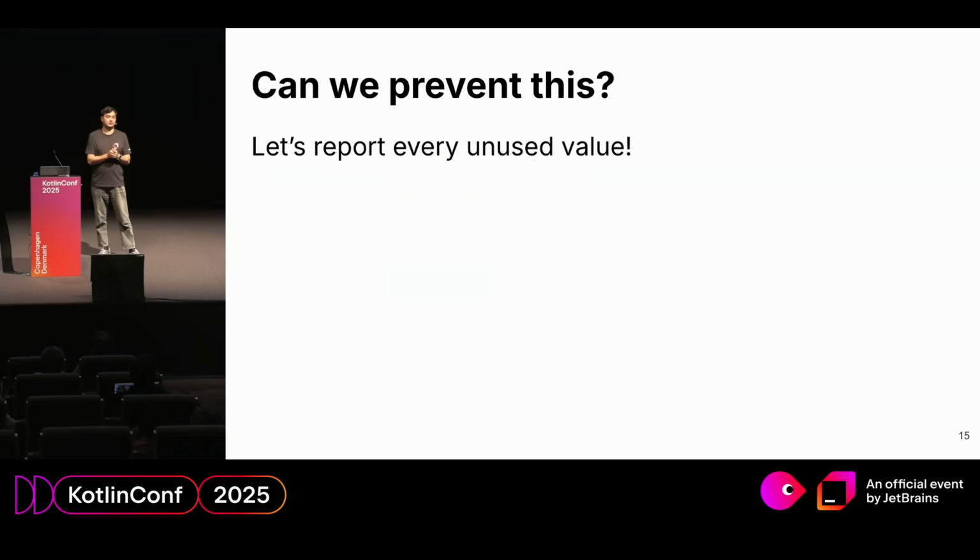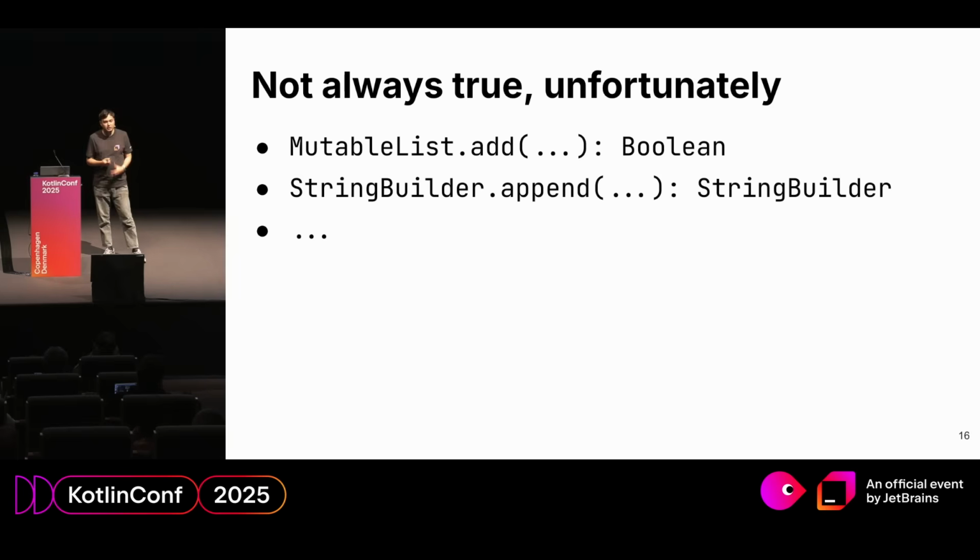So, okay, now let's see, can we prevent this? We have our wonderful IDE with a lot of diagnostics and quick fixes. We have our wonderful compiler. Maybe it is smart enough to just warn us about every unused value we forget. So if a function returns unit, it is okay. If a function returns not unit, then probably it's a mistake. Yes? Well, no.